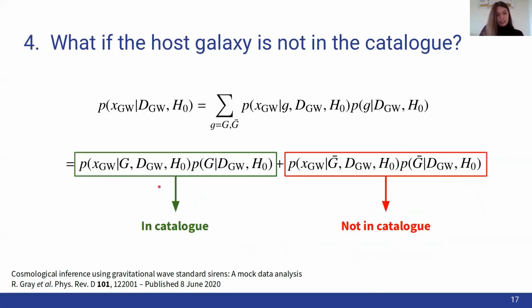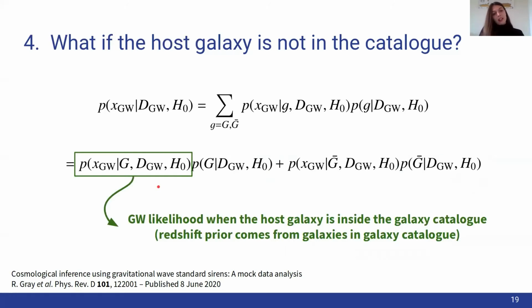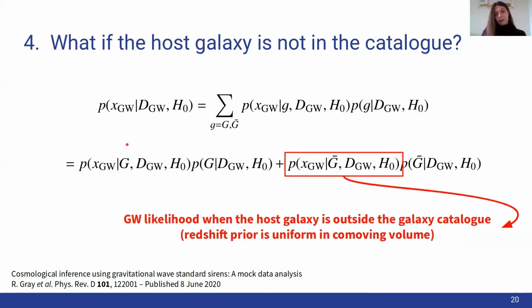So looking now at the first term, this is the gravitational wave likelihood when the host galaxy is inside the galaxy catalogue. And if you've been wondering where the galaxy catalogue information actually enters the analysis, this is it. Because it will inform your redshift prior here. And then conversely, for the out of catalogue one, we have the likelihood where the host galaxy is outside the galaxy catalogue, and your redshift prior becomes whatever choice you have made for the rest of the universe. That's back to your uniform in co-moving volume, for example.